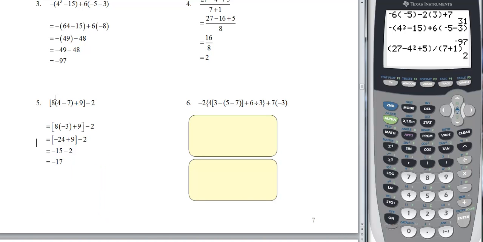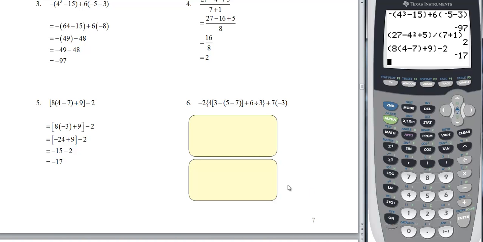So let's try this in the calculator. I need a left-hand parentheses, 8, another left-hand parentheses, 4 minus 7, in the parentheses, plus 9, in the right parentheses, minus 2. And let's see if we get it. There it is. It also helps if you talk to yourself. Let's look at this one. Parentheses. This is the only parentheses I see. So that will give me a negative 2.